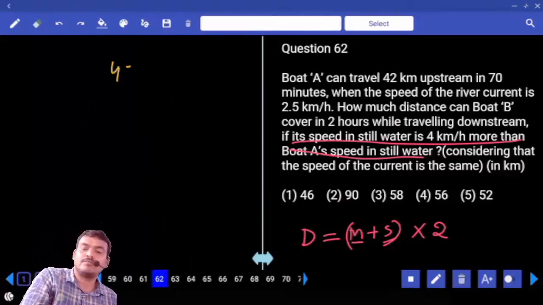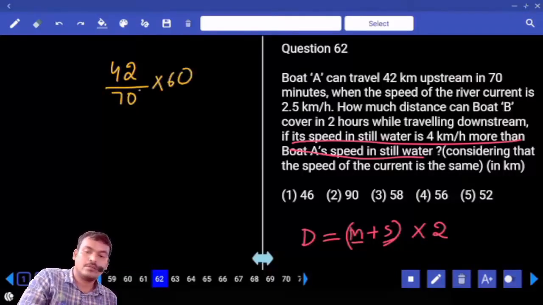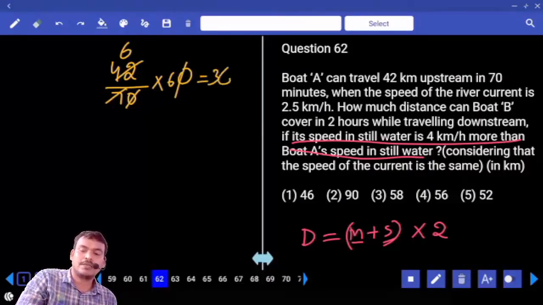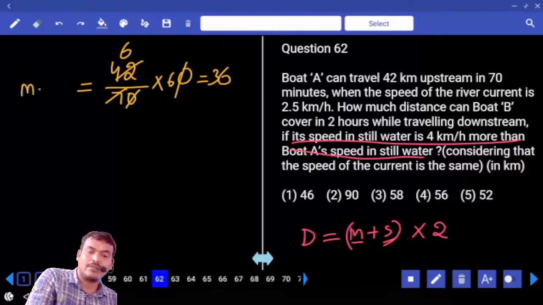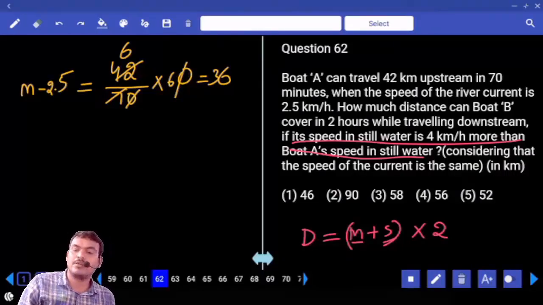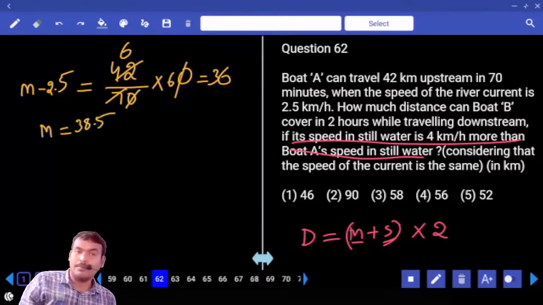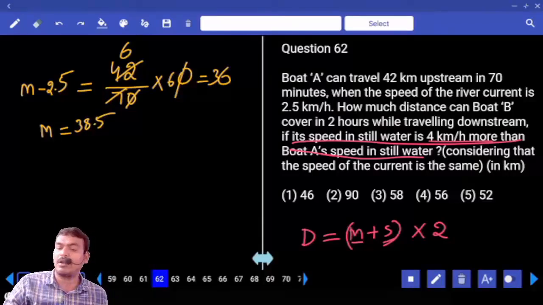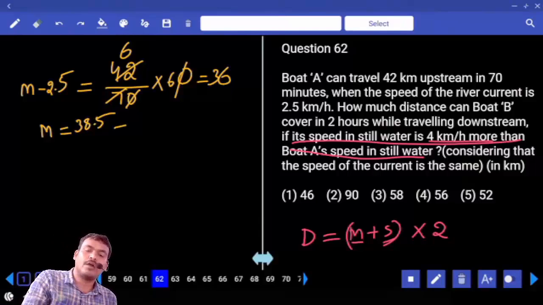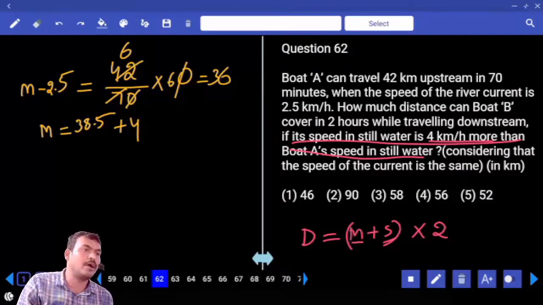How much distance is covered? 42 in 70 minutes, which means 42 by 70 into 60. Zeros are cancelled, 7 times 6 is 42, 6 into 6 is 36. That 36 equals M minus S, and the S value is 2.5. M minus 2.5 equals 36, then M value is 38.5. Compared to this value, 4 kilometer per hour more, so 38.5 plus 4.